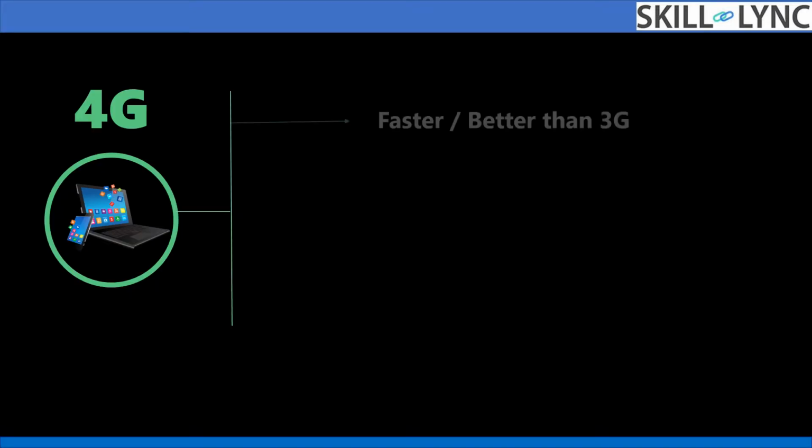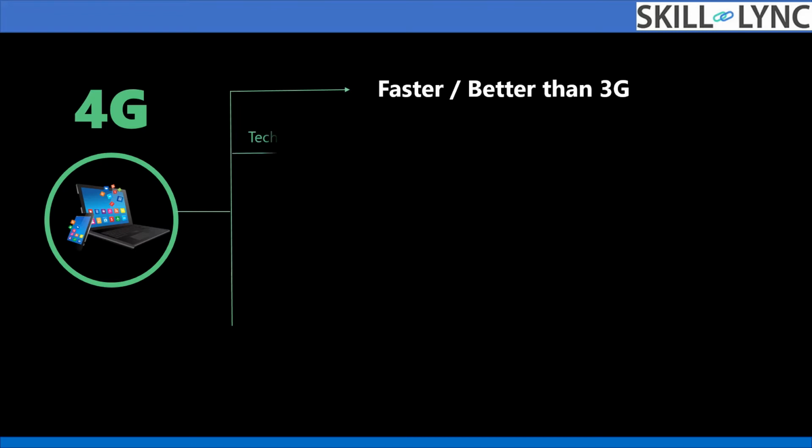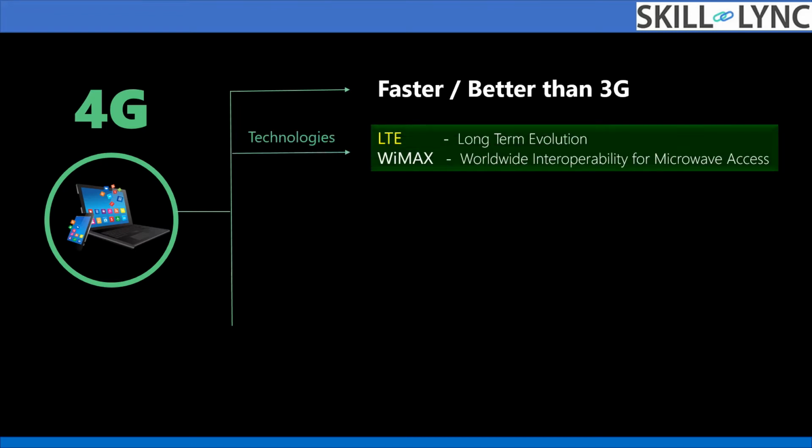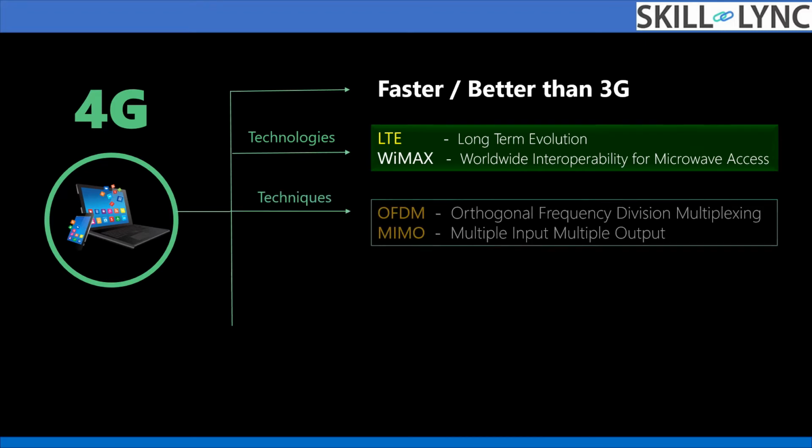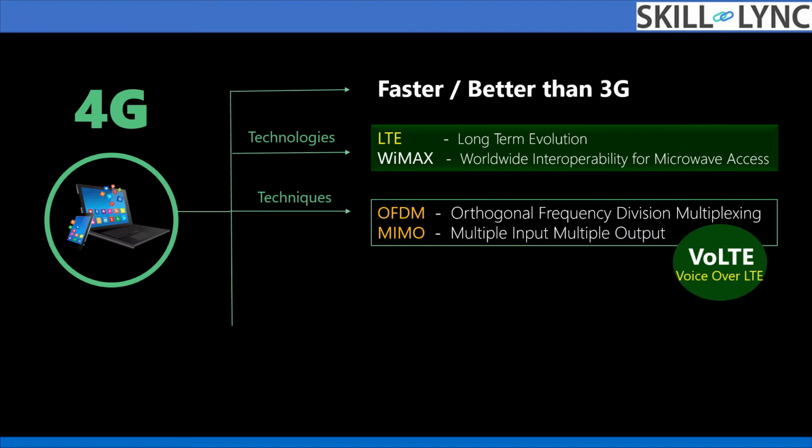It is much faster and better than 3G. 4G came with two standards, LTE and WiMAX. However, LTE was the winning technology. The key technologies that have made 4G a revolution are MIMO, multiple input, multiple output, and OFDM, orthogonal frequency division multiplexing. These technologies helped 4G introduce VoLTE, Voice over LTE, which allowed users to access data and make calls at the same time. Data speed, quality, and security were greatly improved as well.